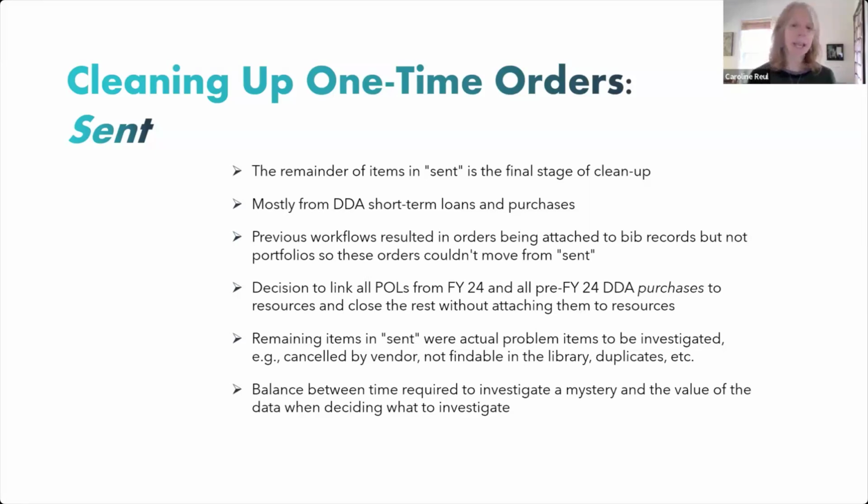So maybe the item had been canceled by the vendor and no one had entered that, or they were somehow not findable in the library, or they were duplicate POLs or something. And so I guess you have to think about how much time to spend investigating why an item is there and what is the value of that data, and then decide if you just want to close it or delete it, or if you do want to investigate. But I think this kind of speaks to the point of, if you track purchases well, including notes in the POL, then there's less time you need investigating mysteries.